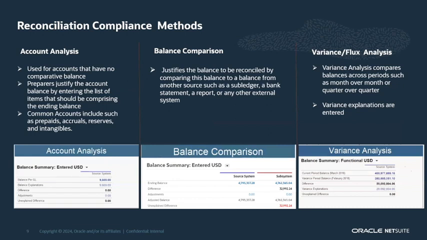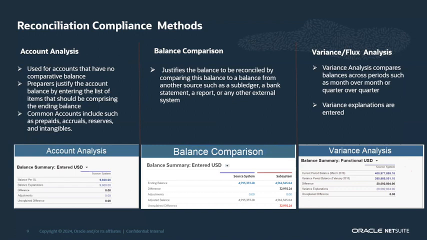Reconciliation compliance offers the flexibility to choose between three different reconciliation methods. Account analysis, which is used to justify balances for accounts such as prepaids, accruals, or reserves. Balance comparison, to compare your NetSuite GL balances to another source, such as a subledger, bank statement, or any other external system. And variance/flux analysis to provide commentary on the balance sheet and key P&L accounts.